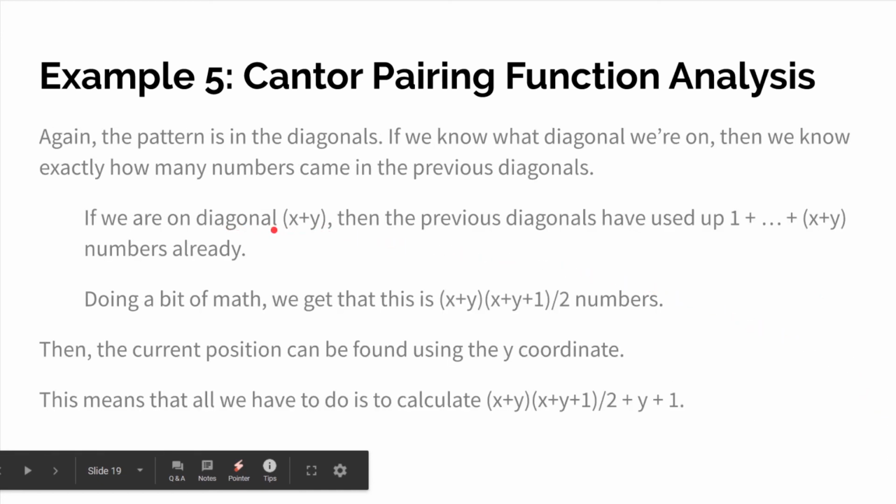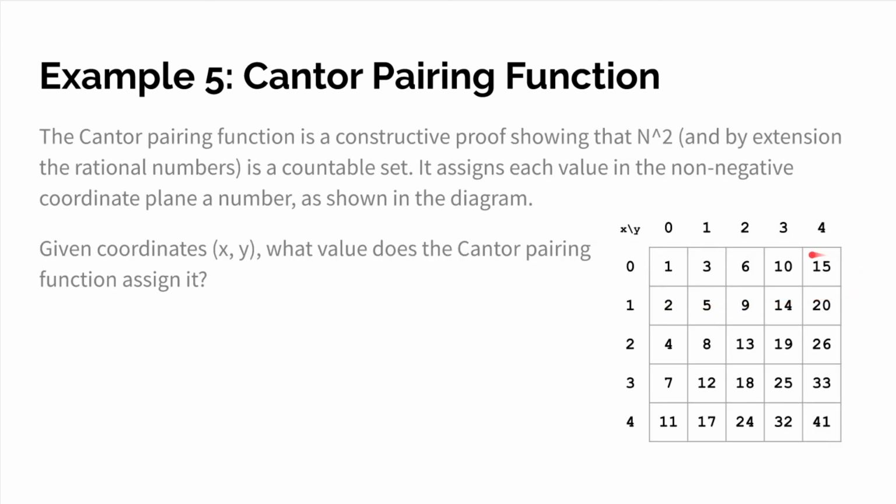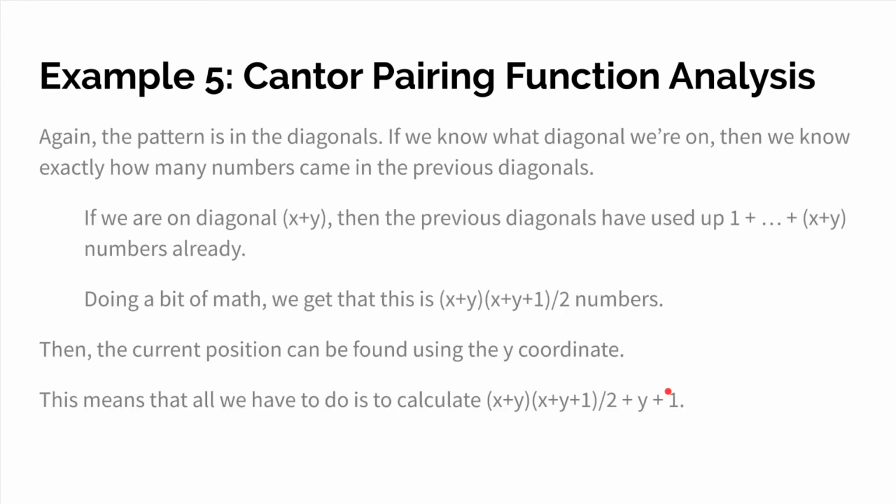So if we're on diagonal x plus y, then the previous diagonals have used up the numbers 1, 2, 3, 4, all the way up to this sum. Doing a bit of math, we get that this is x plus y times x plus y plus 1, all divided by 2 numbers, right? So again, if we're on diagonal 3, we know that they've used up 6 numbers because 3 times 4 divided by 2 is equal to 6.